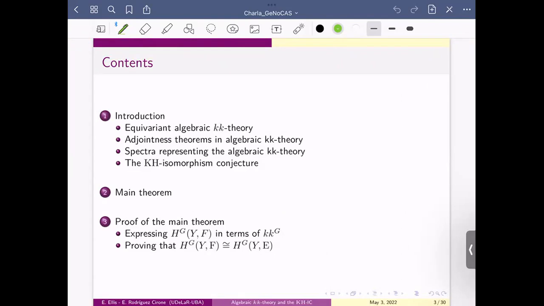I'm going to explain what is equivariant algebraic KK theory, what adjointness theorems in algebraic KK theory means. I'm going to present the spectra representing algebraic KK theory and what is the KH-isomorphism conjecture.